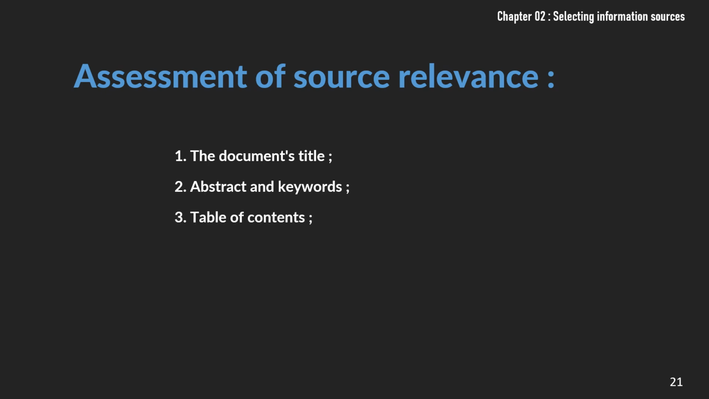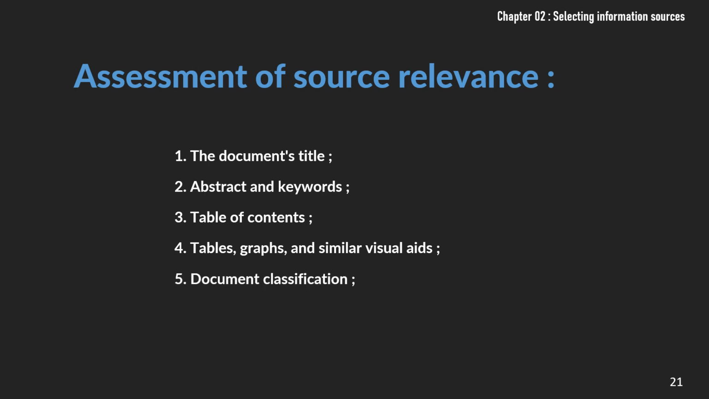Table of contents. This facilitates the comprehension of content, including the structure and logic of the argument, and allows for the easy identification of the relevant chapters. Tables, graphs, and similar visual aids can enhance comprehension of the topic and contribute to the overall work. Documentation classification: determine whether it falls under education, research, or popular science categories. Introduction and conclusion: analyzing these sections helps you recognize the primary question.